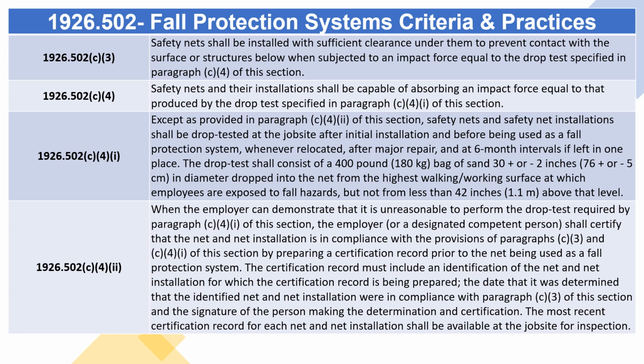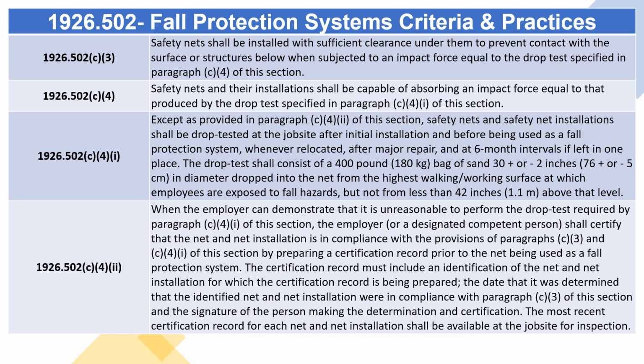1926.502(c)(3). Safety nets shall be installed with sufficient clearance under them to prevent contact with the surface or structures below when subjected to an impact force equal to the drop test specified in paragraph (c)(4) of this section. 1926.502(c)(4). Safety nets and their installation shall be capable of absorbing an impact force equal to that produced by the drop test specified in paragraph (c)(4)(i) of this section.